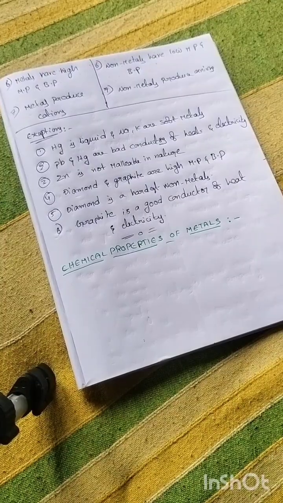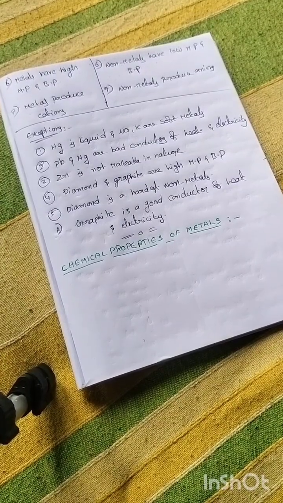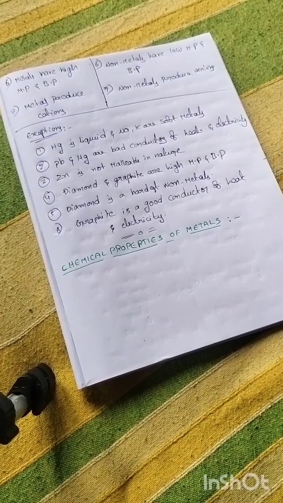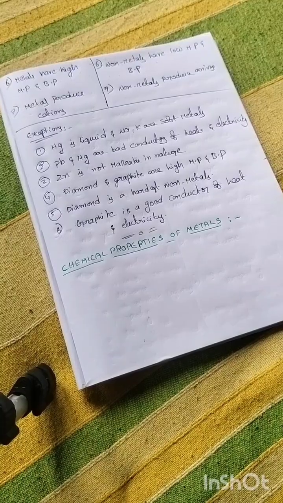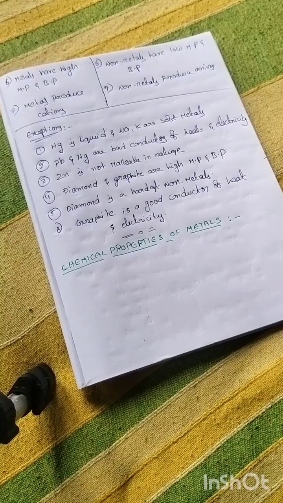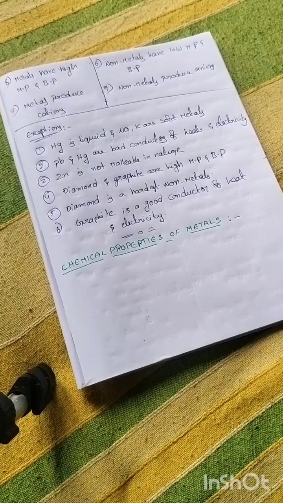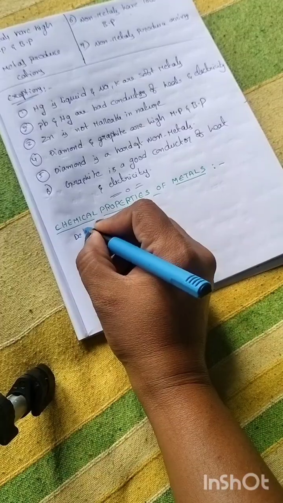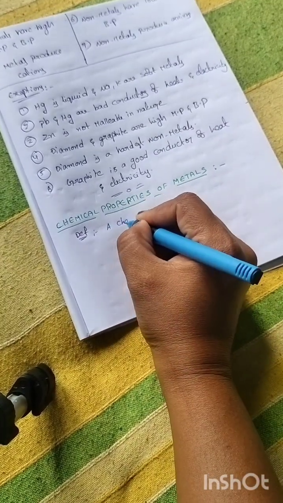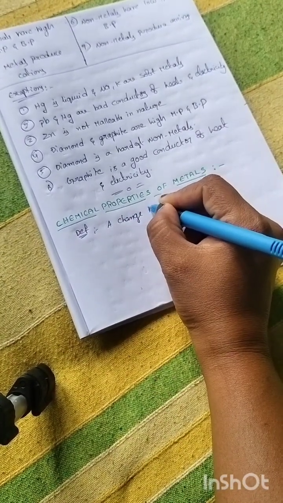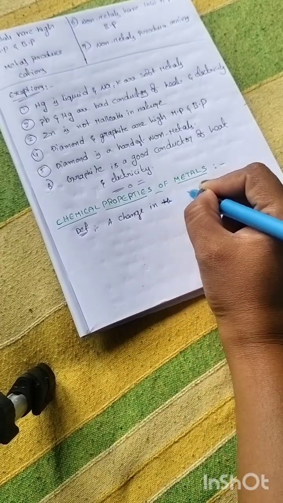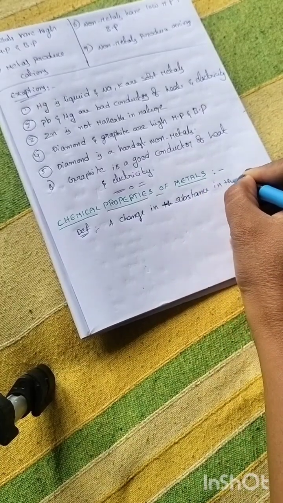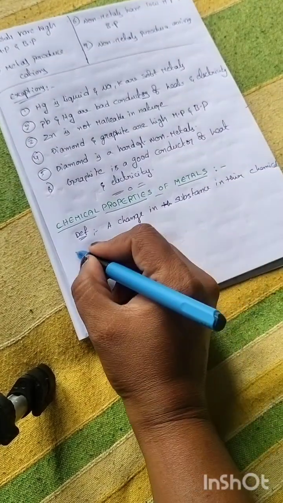Next, coming to the chemical properties of metals. Initially we have to discuss the chemical properties of metals, and next the chemical properties of non-metals. First, what is meant by chemical property? A chemical property is a change in a substance's chemical composition that produces a new chemical compound during a chemical reaction.